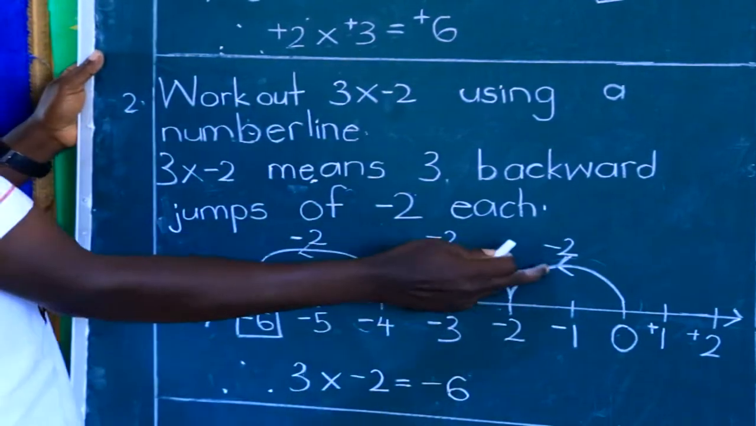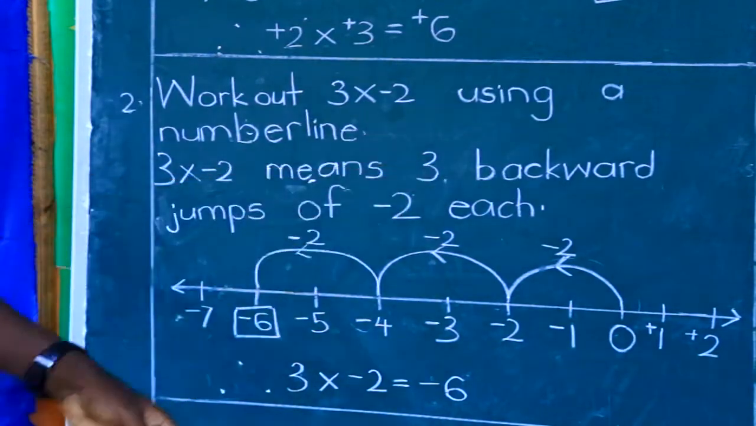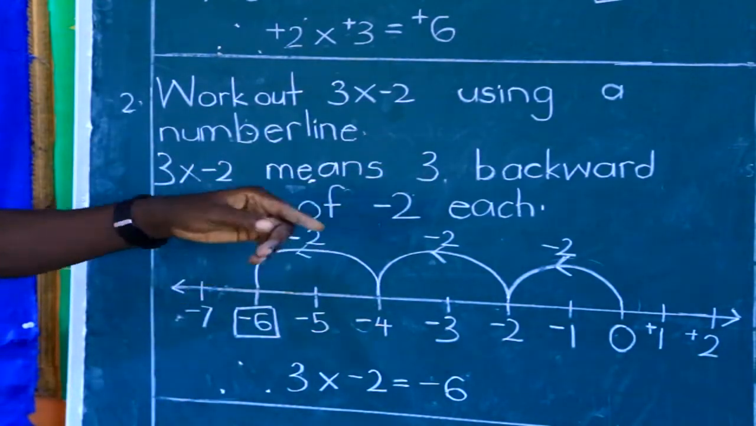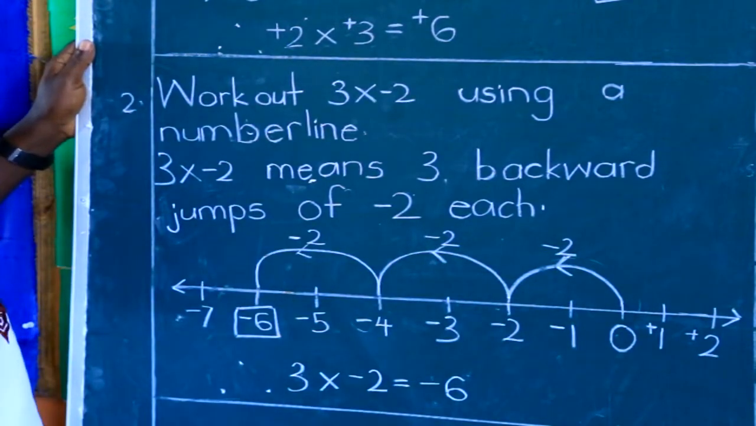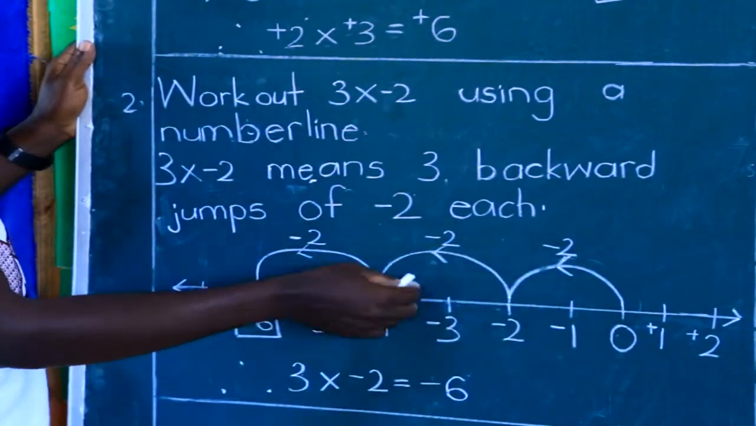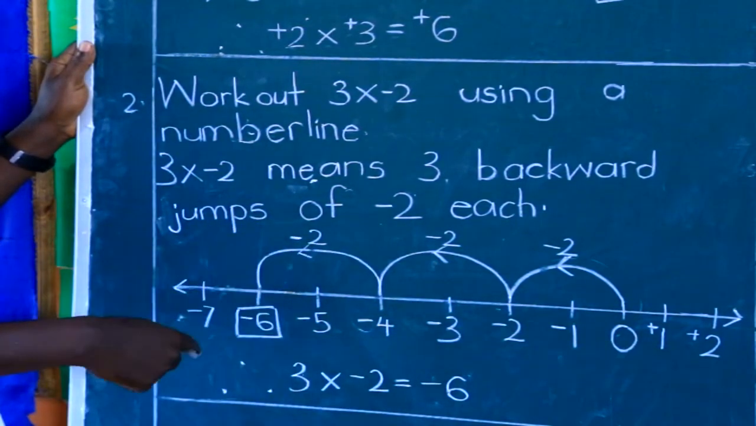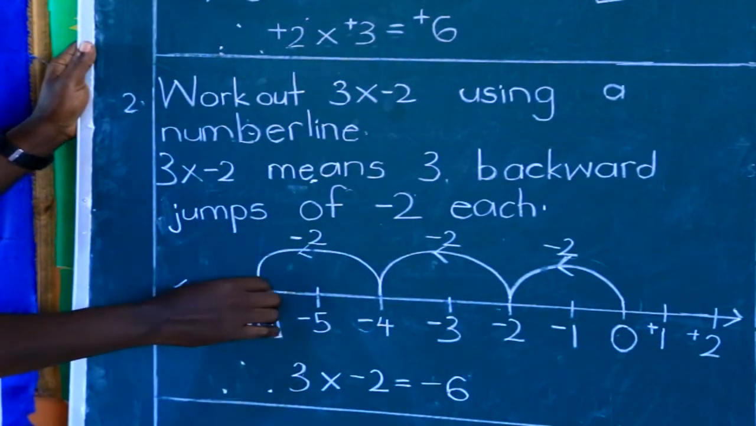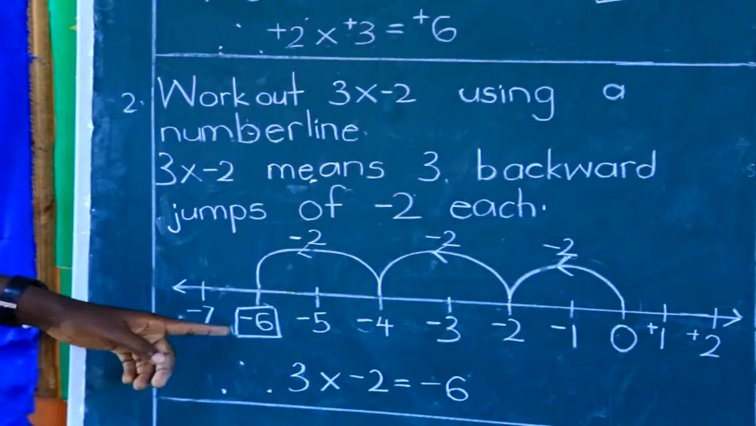So this is the first jump, the second jump, the third jump, and you say you are making 3 backward jumps of negative 2 each. So put negative 2 against each jump. That is negative 2, that's the first, negative 2, and negative 2. Where you stop or step last is the final answer. Therefore, the final destination is negative 6.